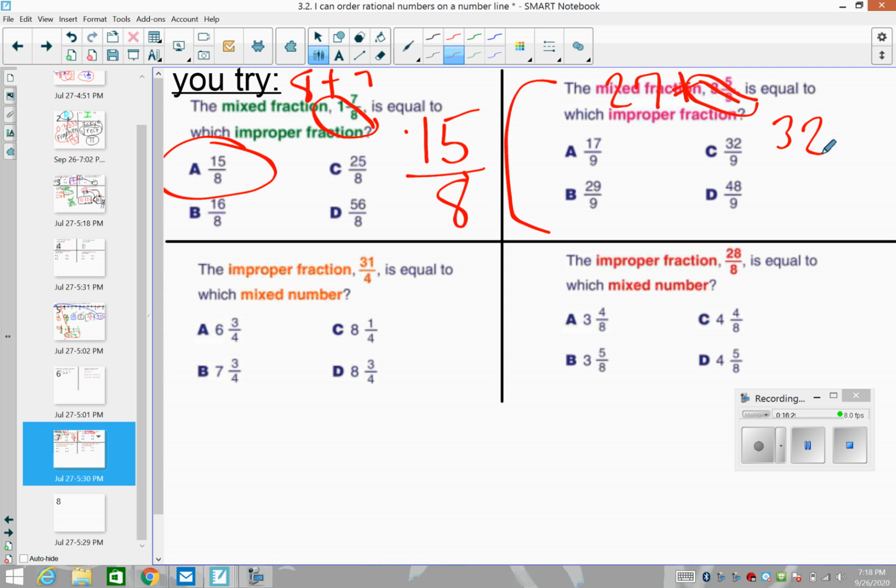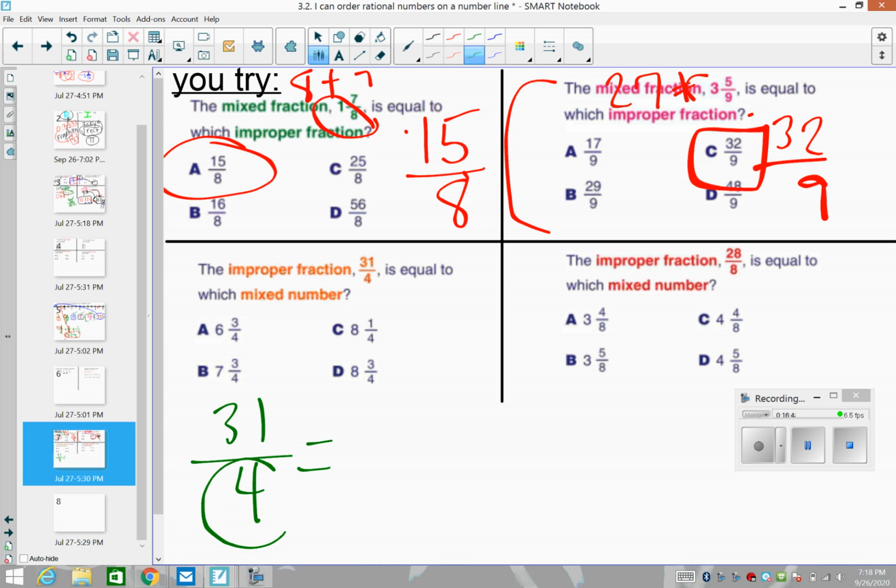I'm going to take a peek at other ones and see. I'm not going to order those least to greatest. Not going to probably do those. I might do a couple improper to mix. Yeah, let's do a couple improper to mix. Okay.